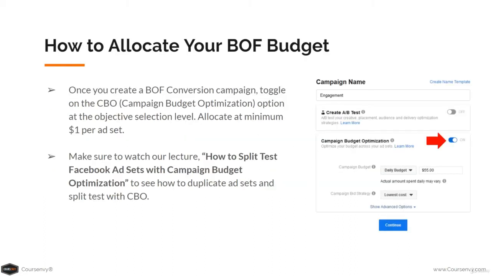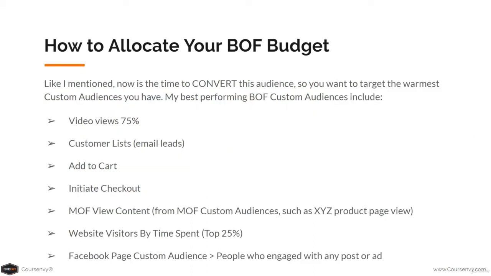So again, for your bottom of funnel budget, create your conversion campaign, toggle on CBO. Like I mentioned, now is the time to convert this audience. So you want to target the warmest custom audience you have. My best performing bottom of funnel custom audiences include video views 75%. These are those people who stuck it out the longest. They watch most of the video. Next one, customer lists. These are those email leads. These are those leads I collected with a poll or survey at my top of funnel or my lead magnet.